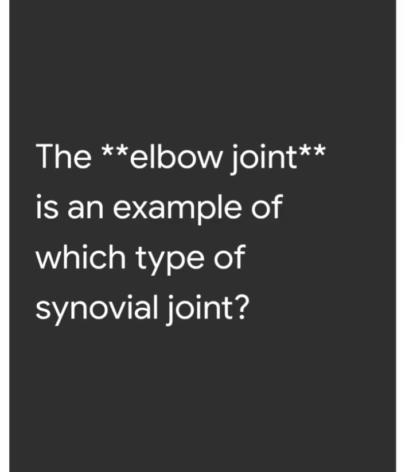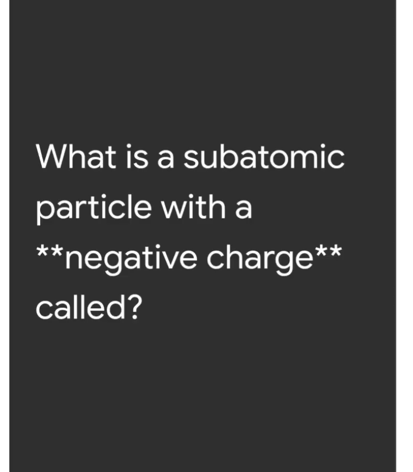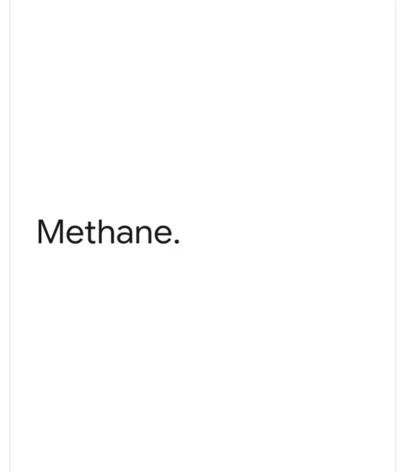Next question. The elbow joint is an example of which type of synovial joint? Its answer is hinge joint. Next question. What is a subatomic particle with negative charge called? Electron. Which specific gas is the primary component of natural gas?